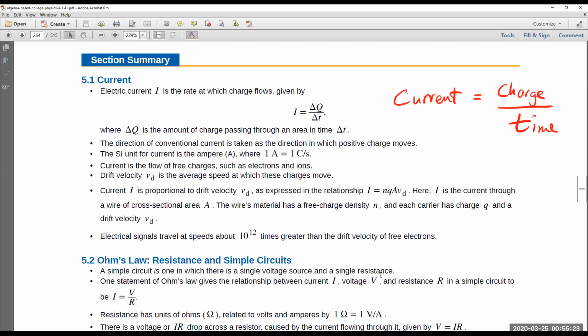Okay, so if they ask you what's the difference between electron current and conventional current, you should be able to state that the conventional current is taken as the direction in which positive charge would flow or would move, whereas electron current is the direction in which negative charges will move. And you may ask, why talk about conventional and electron current? The reason is simple.